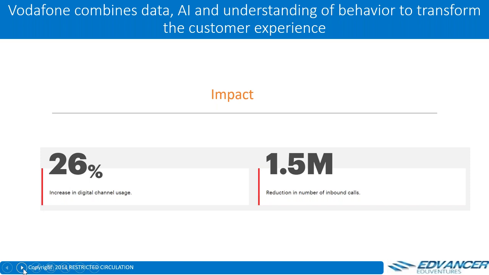Now, in terms of usage of the digital channel, or the adoption of other means of addressing your problem, it was up to 26%. Earlier it was, say, 100, and now it became 126. Like, 100 people were using the digital channel, now 26 people out of 100 are using it. Because the deflection was 15%, the company says 1.5 million inbound calls got reduced. That's a huge amount.